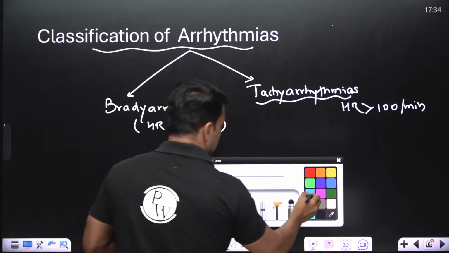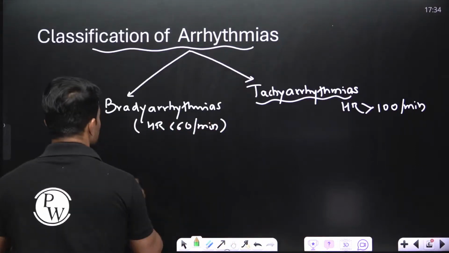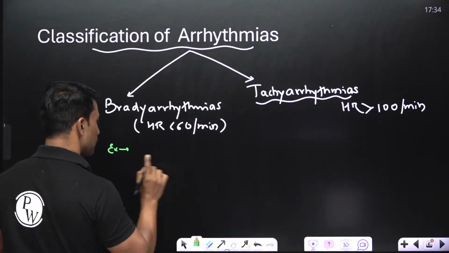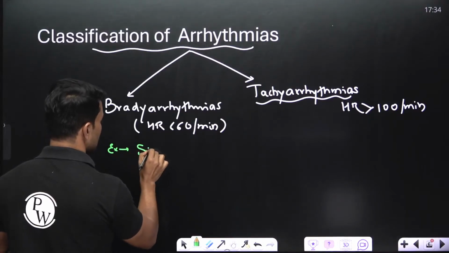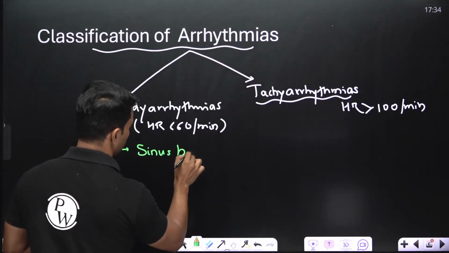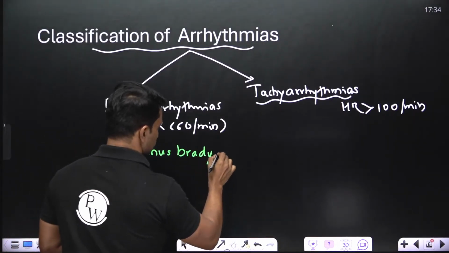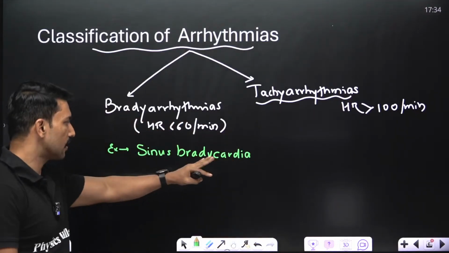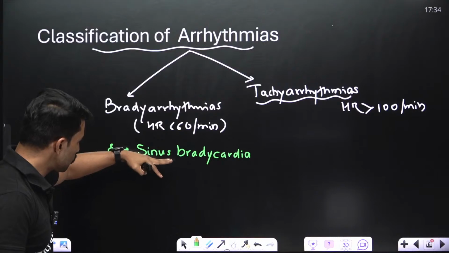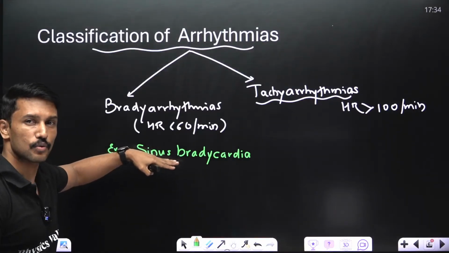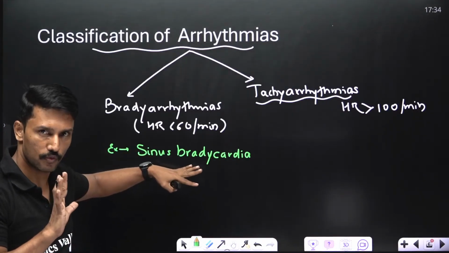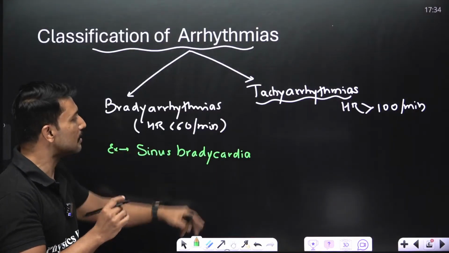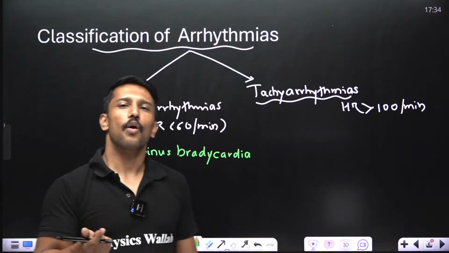Okay. Now, bradyarrhythmias, if you ask me for examples, what are the examples for bradyarrhythmia? The first example we should quote is always sinus bradycardia. So what does sinus bradycardia mean? The pacemaker is the sinus node, that's why we're calling it sinus. So the number of P waves and the number of QRS complexes will always be equal. But the rate is not what I can call normal sinus rhythm.